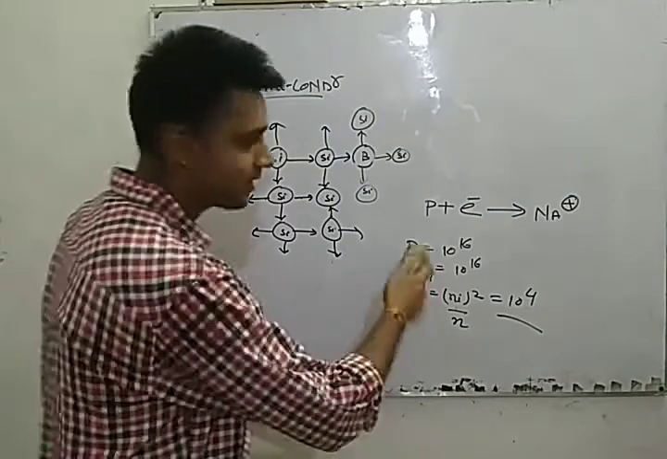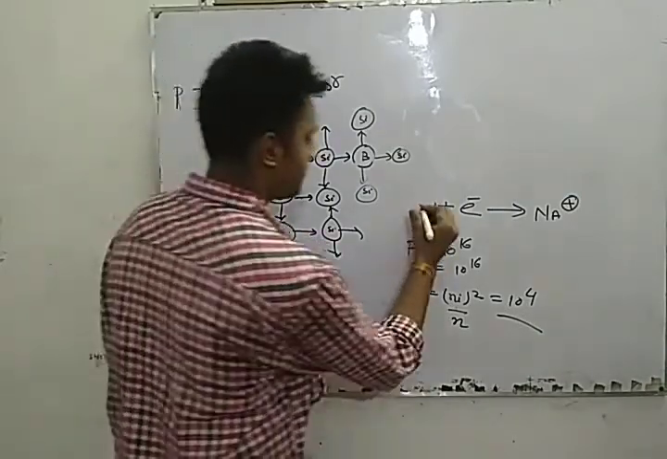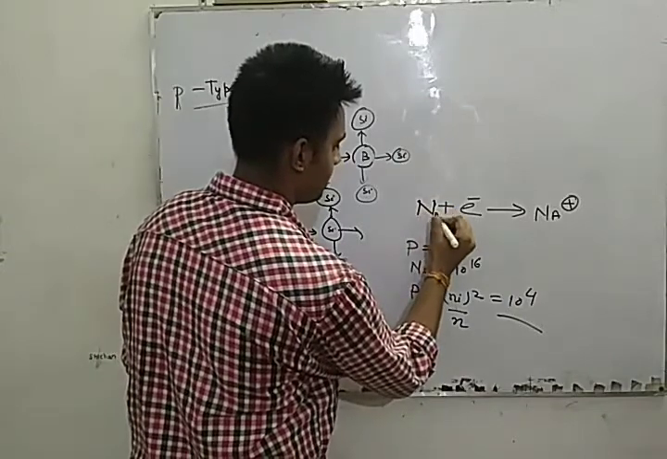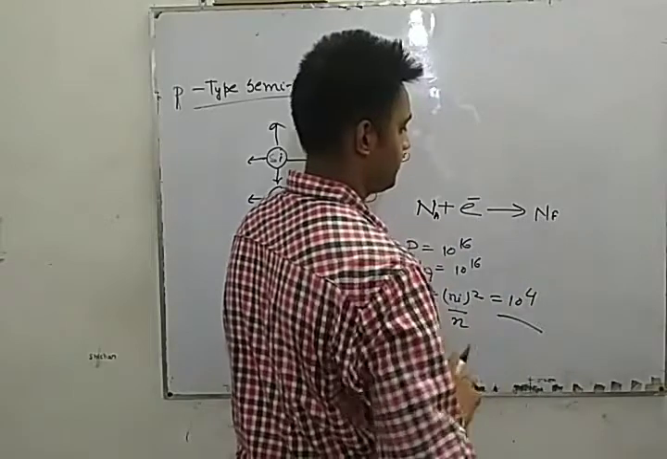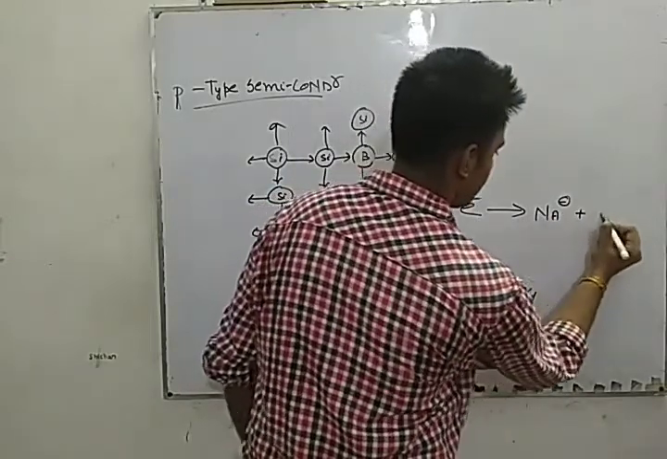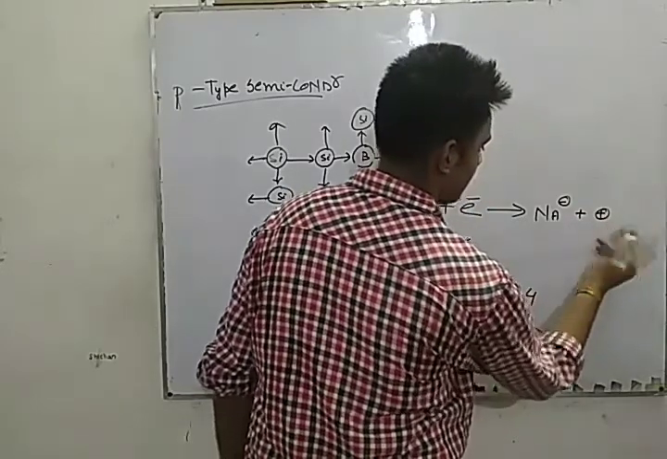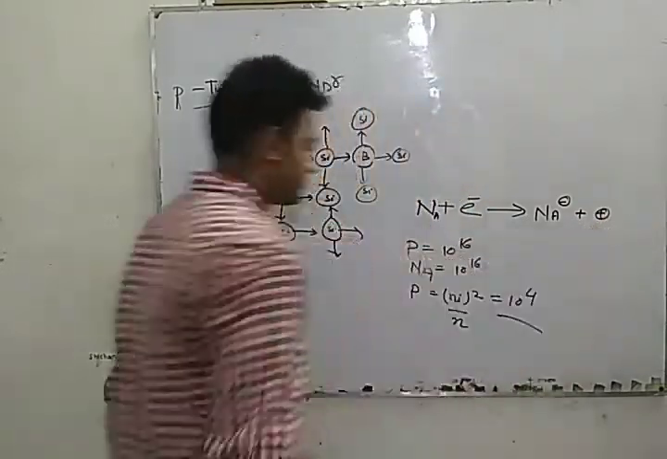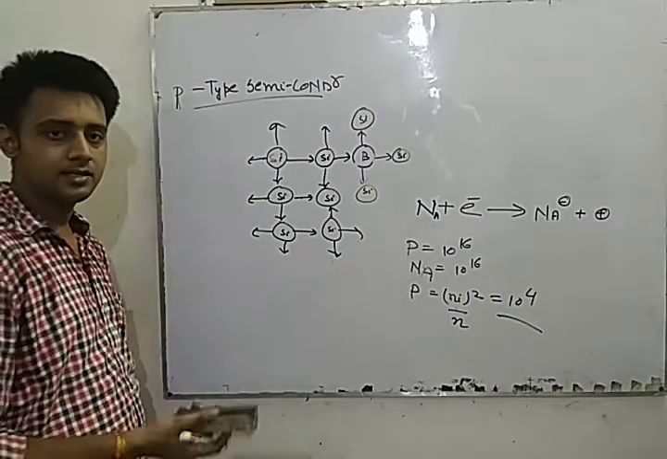Okay, a little bit of error in this equation. P naught is equal to Na, plus electron, that will give Na minus, plus a positive charge, in this case a hole. So that's the whole story behind the p-type semiconductor.